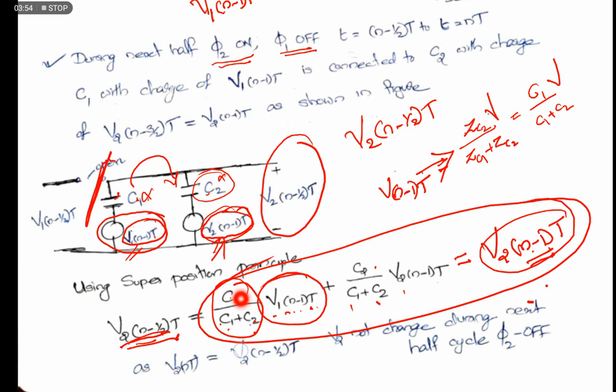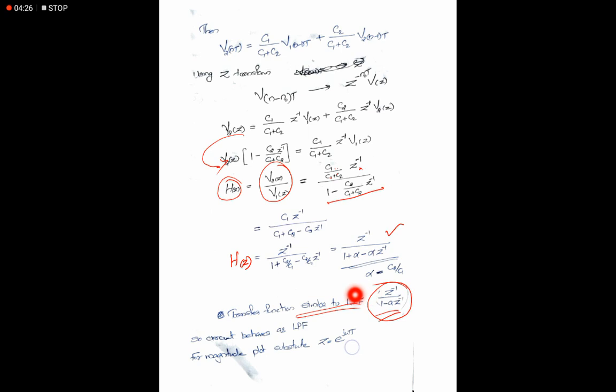It becomes C1 by C1 plus C2 into V1 of (n minus 1)T, plus C2 by C1 plus C2 into V2 of, this is the previous charge in the output capacitor. And that same value V2 of (n minus 1 by 2)T is kept in the capacitor itself for the next half cycle also, which is equal to V2 of (n minus 1)T here. So from this we derive the transfer function, and we proved that it is equivalent to the transfer function of a low pass filter. So the circuit will act as a low pass filter.